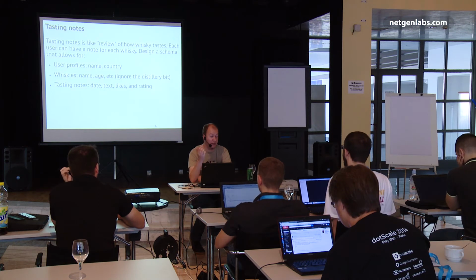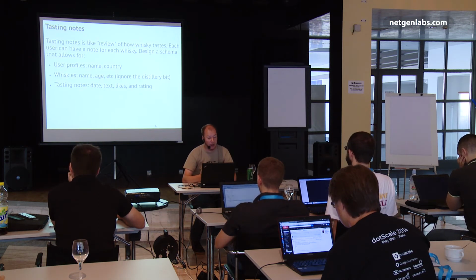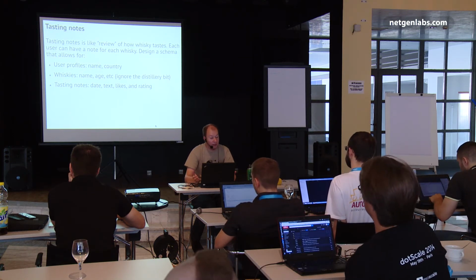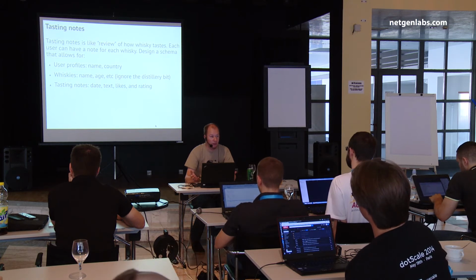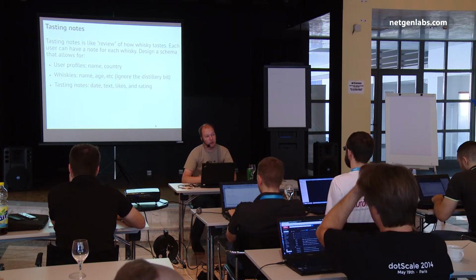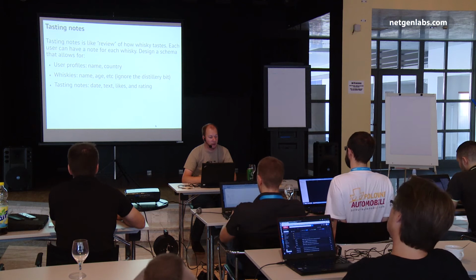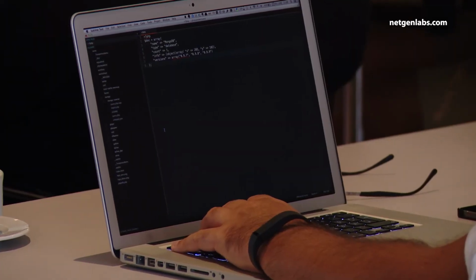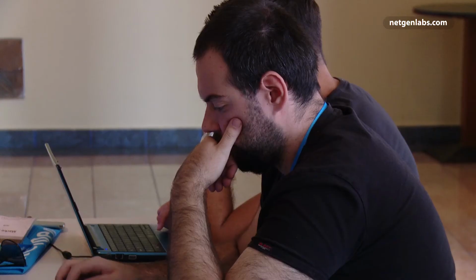Of course, we still have the whiskies, which again have the name, the age, and let's ignore the distillery bit in there. And then each user can have tasting notes. So I will have different notes or different review for whiskey than other people have. So create me a schema to store this information. And again, ignore the distillery bit for this one. I'll say, go. I'll give you 7 minutes. 7 minutes makes it nicely rounded to 11:35.